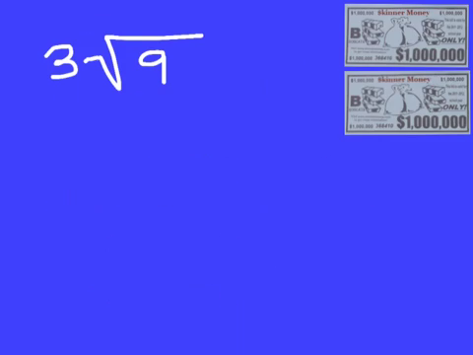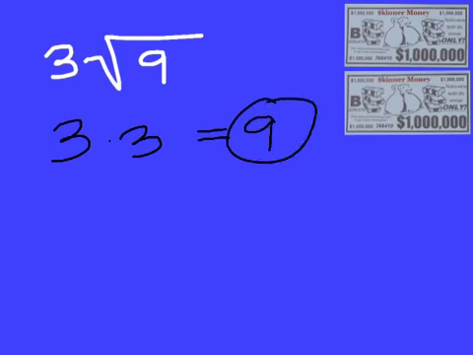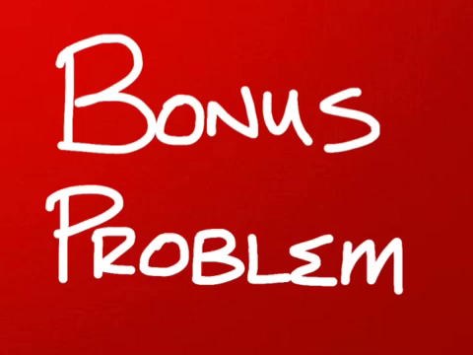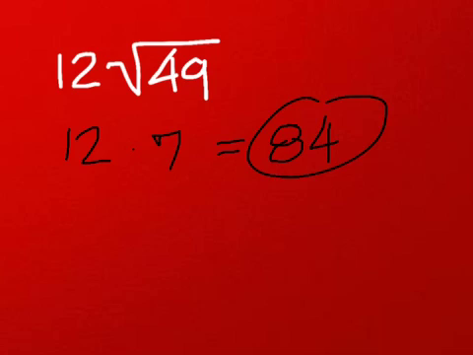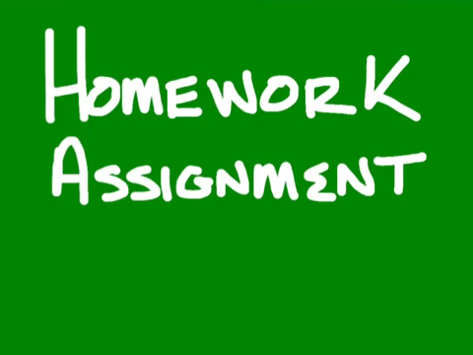Practice problem number 4. 3 times the square root of 9. Solution for the practice problem is 3 times what number? 3. Which gives me 9. Bonus problem. 12 times the square root of 49. Answer on the bonus problem should be 12 times 7, which is 84. We had one miss on that.